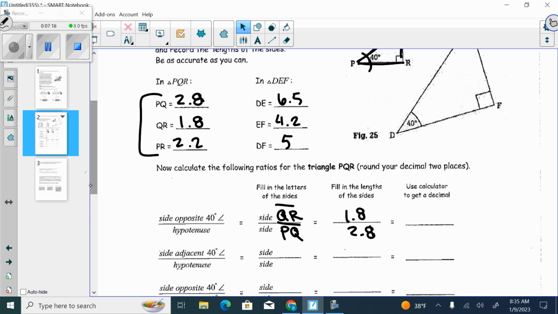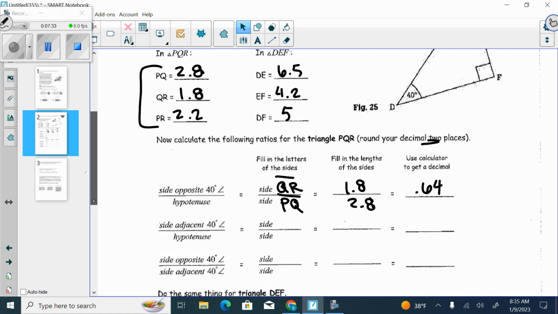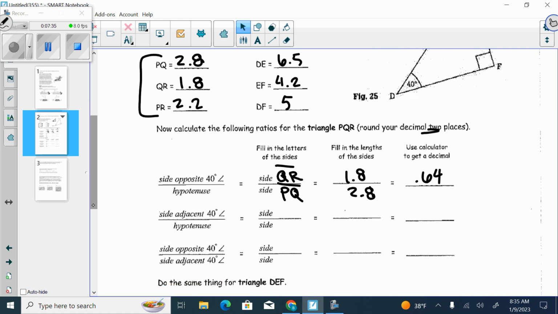What is 1.8 divided by 2.8, approximately? It says we're going to go 2 decimal places here. 0.64. Okay. All right, then they say they want the side that is adjacent to the 40-degree angle.